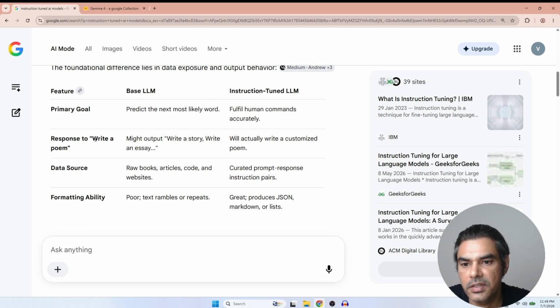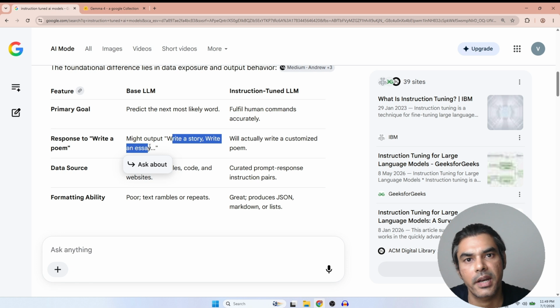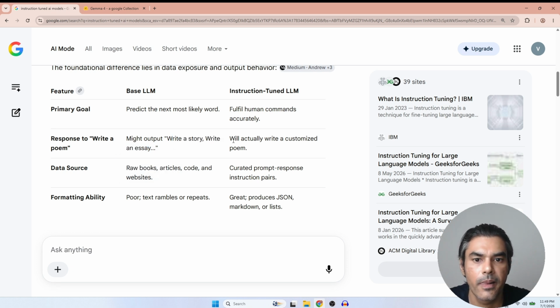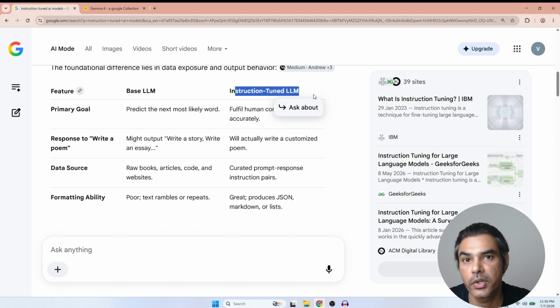And here is a table which shows the difference between these two. One of the examples is, if you ask the models to write a poem, the base model might just output "write a story" or "write an essay" because it might have found similar text while it was training on the internet's data. But an instruction tuned model will give you an actual poem in the response. So this was just a short overview of what instruction tuned models are and who would use these models.